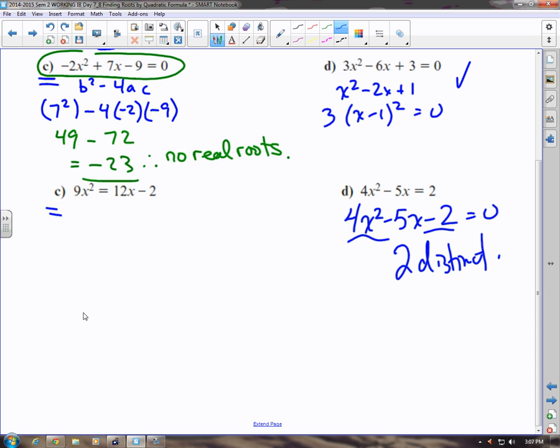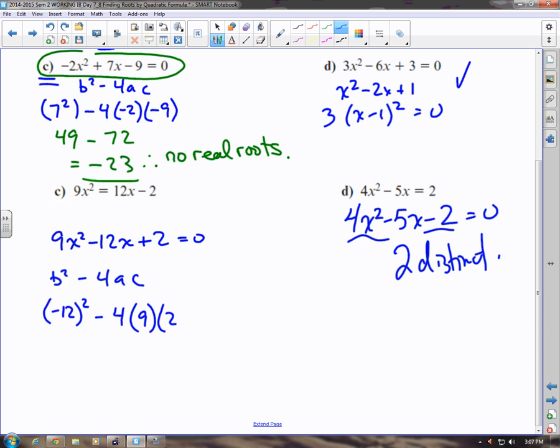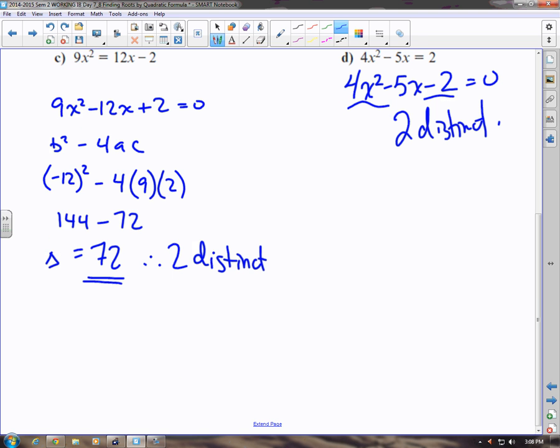And our last one here, we first need to pull everything to one side. I'm going to pull it all to the left-hand side because that's where the x squared term is currently positive. So subtract 12x from both sides, add 2 to both sides, and now b squared minus 4ac becomes negative 12 squared minus 4 times 9 times 2. This is 144 minus 72. The discriminant is 72. Therefore, I don't know what the roots will be, but I know that there will be 2 distinct real roots.